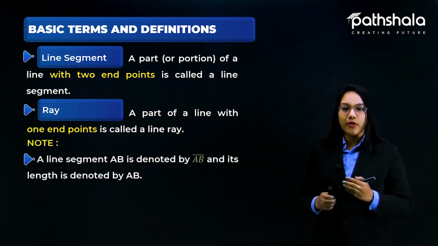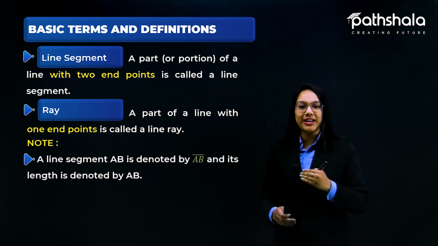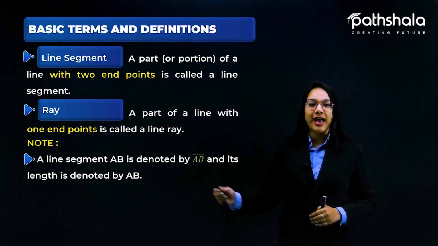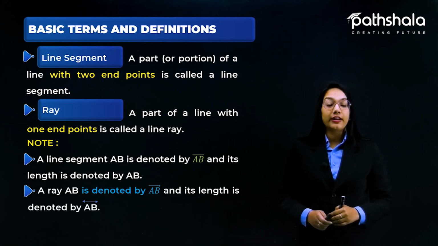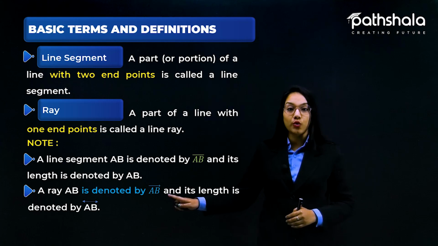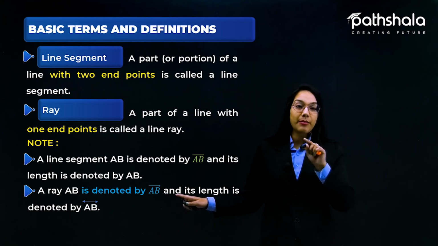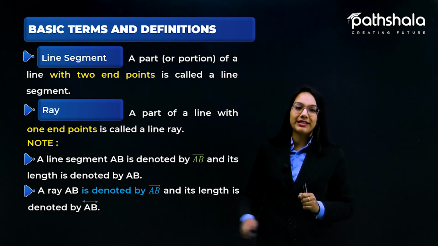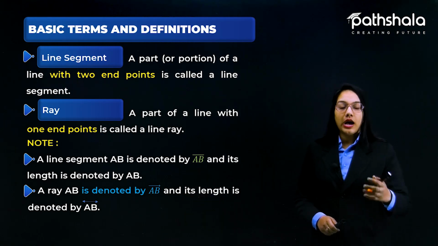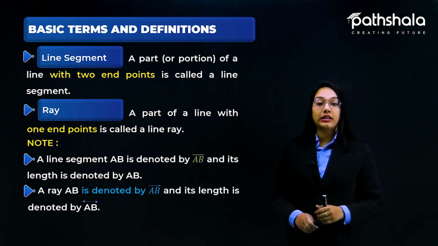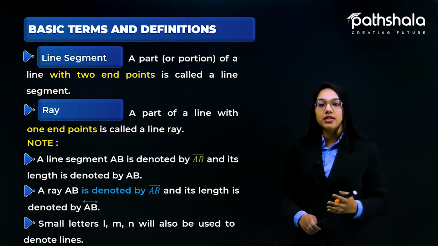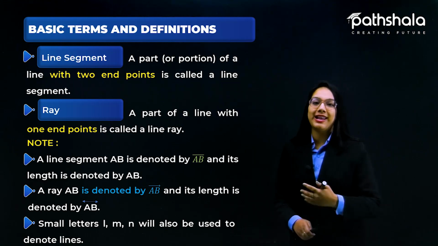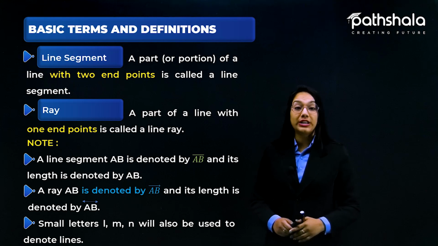Now further, there are some notes related to the line segment and the ray. A line segment AB is denoted by AB, and its length is denoted by AB. A ray is denoted by AB with a ray symbol on top of it. Moreover, a particular line is represented by l, m, n. So the small letters l, m, n are also used to denote lines.